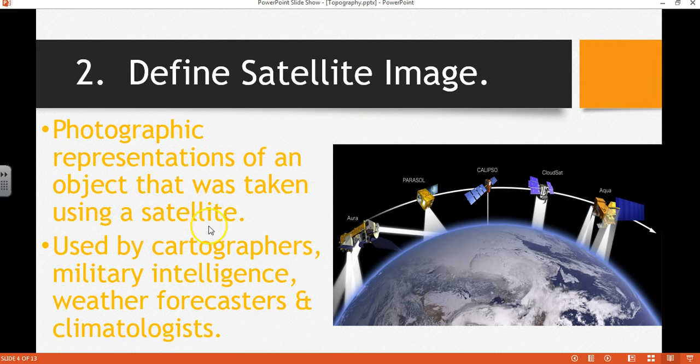These images are used by a lot of different people. Cartographers, which are map makers, people who make topographic maps, use these satellites to help them see changes in elevation. Military intelligence also will use these satellite images to help them track different groups of people. Weather forecasters will use these images to help them track weather systems like hurricanes and weather fronts. And climatologists will also use satellite images to help them track the changing of our glaciers as a result of global warming.